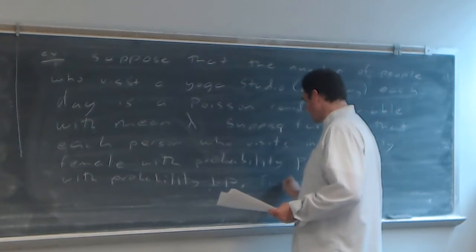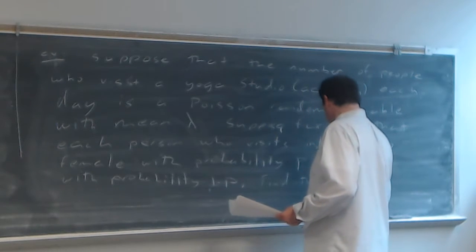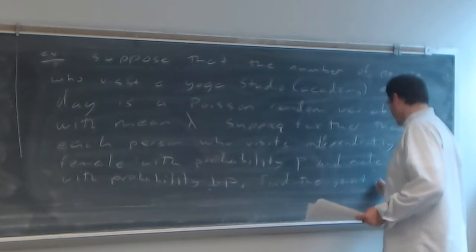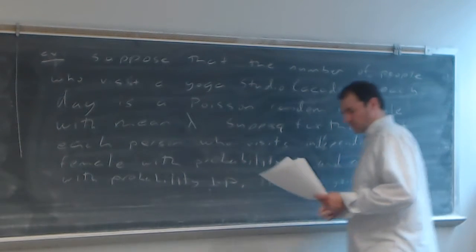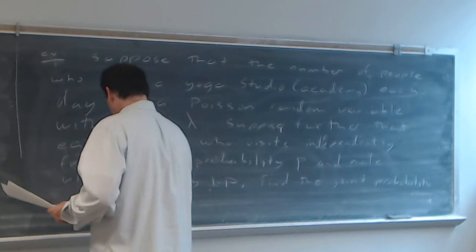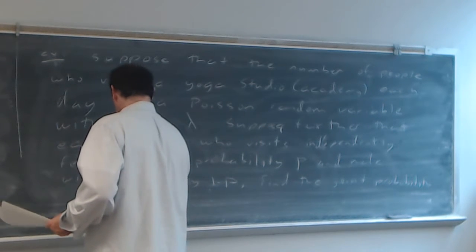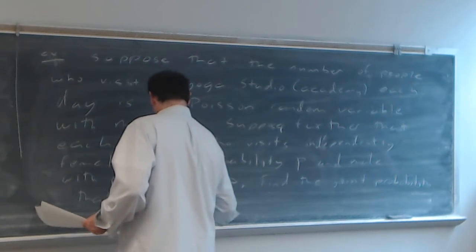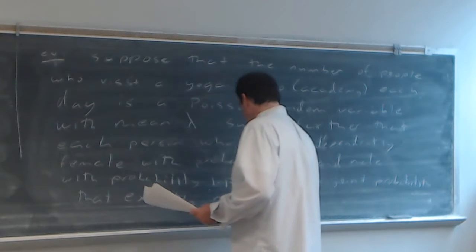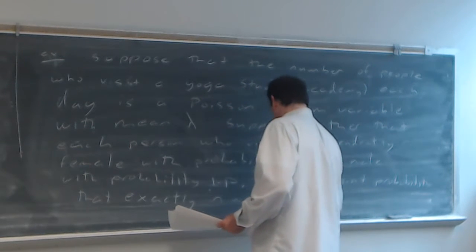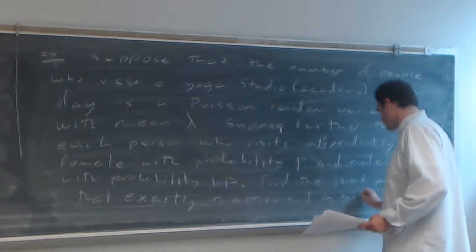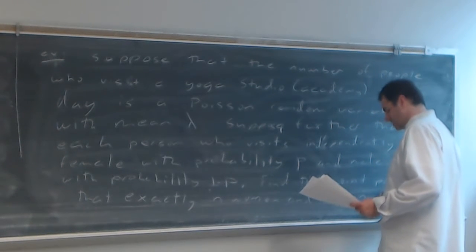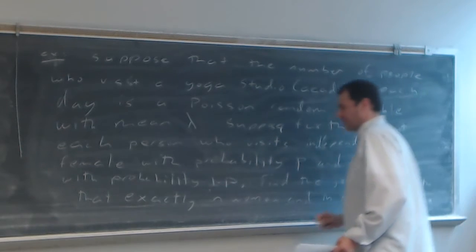So here is the problem: find the joint probability that exactly N women and M men visit the academy today.